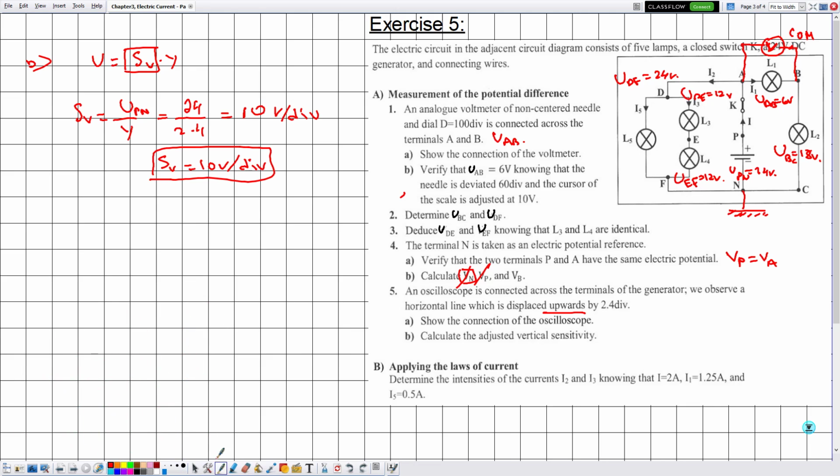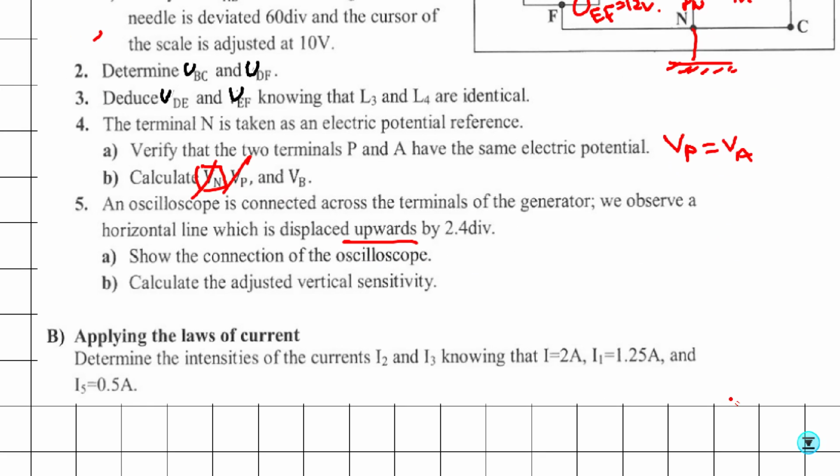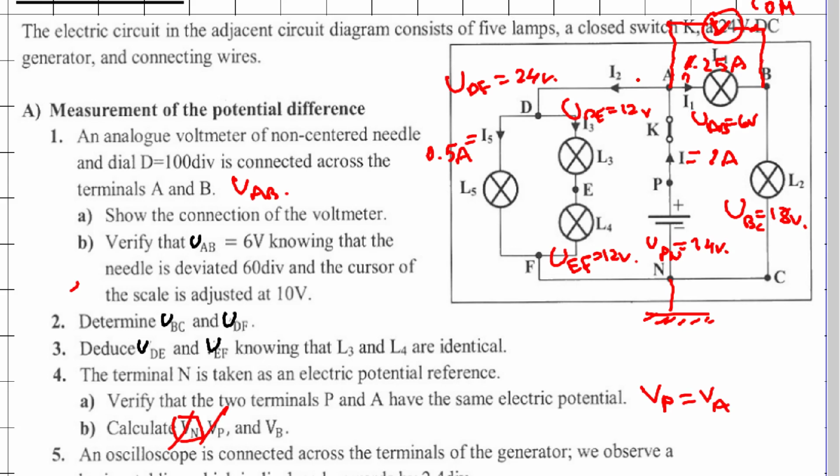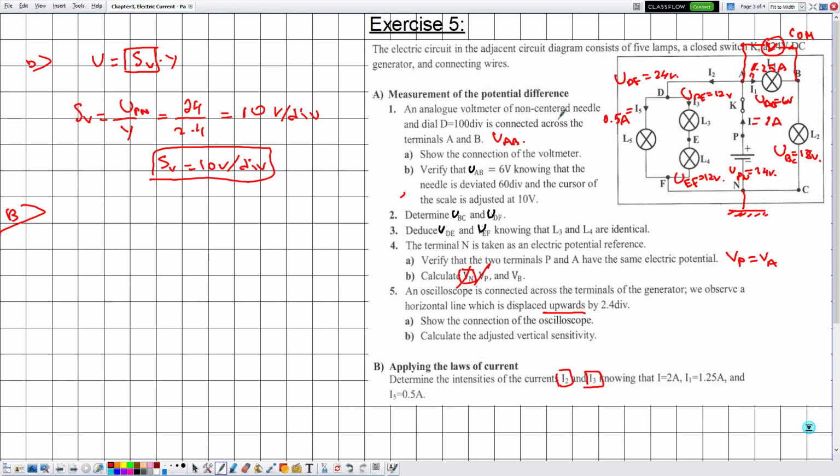Now as for part B of this exercise, they are telling me applying the law of currents, determine the intensities of the currents I2 and I3, knowing that I is 2 amperes, I1 is 1.25 amperes, and I5 is equal to 0.5 amperes. So here we need to determine two currents, I2 and I3, which means that we need to apply the law of addition of currents 2 times. Now I2 can be simply determined by applying the law of addition of currents at the point A.